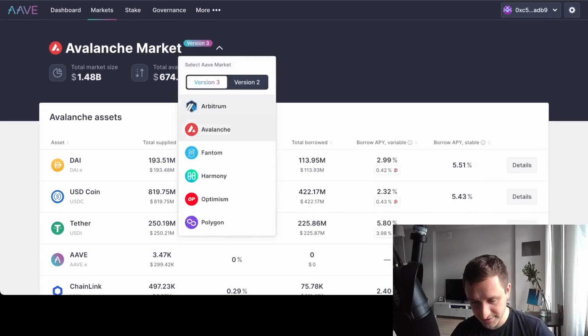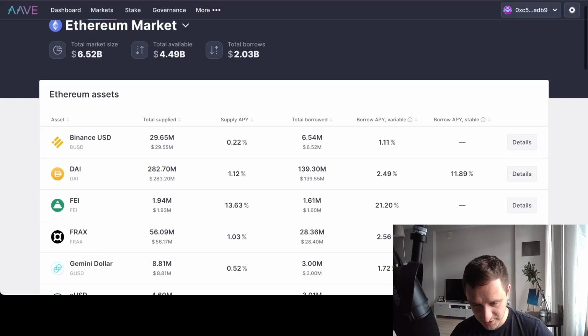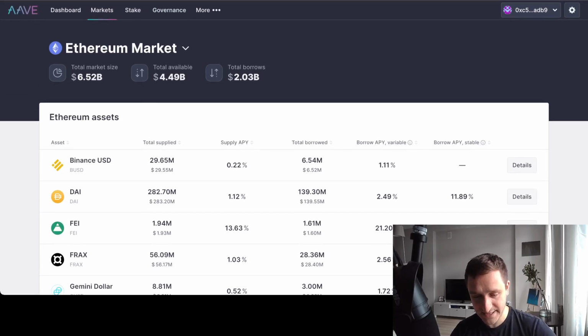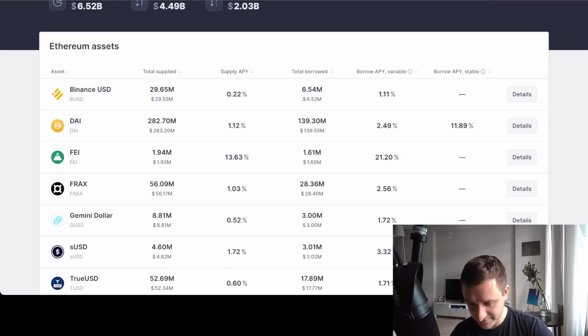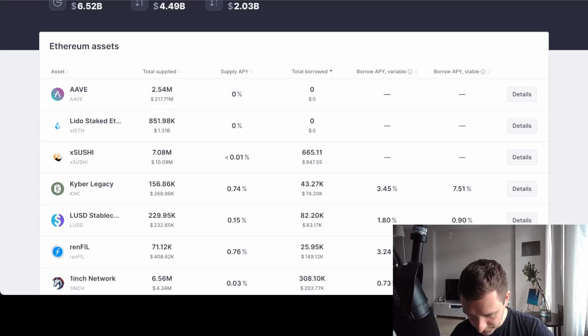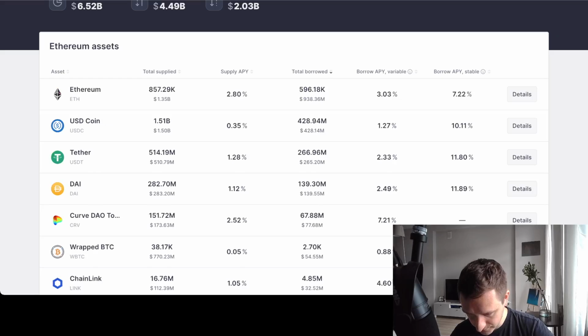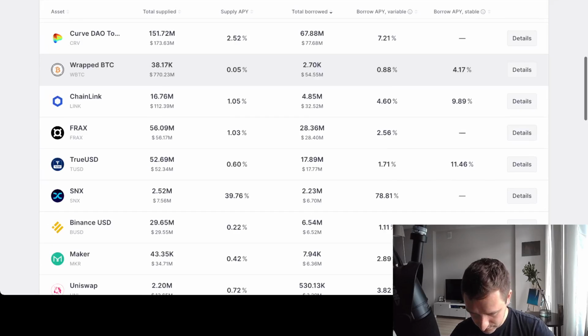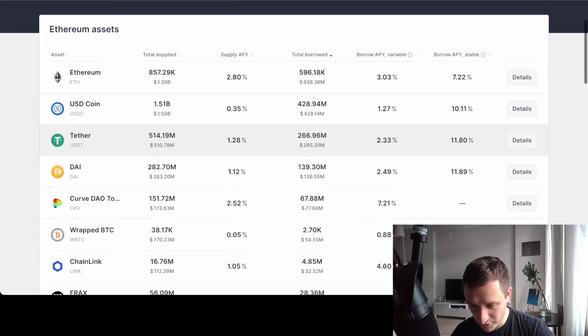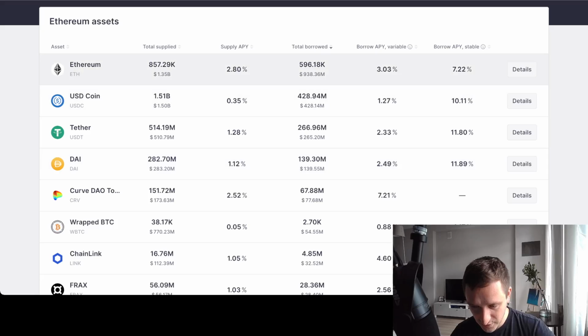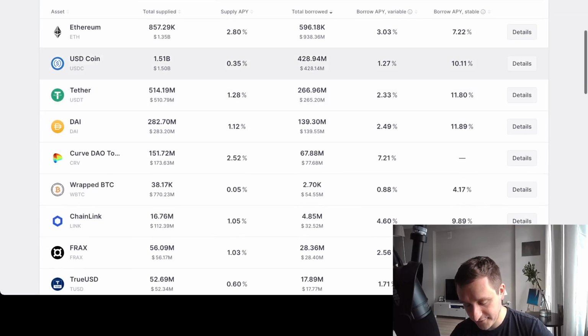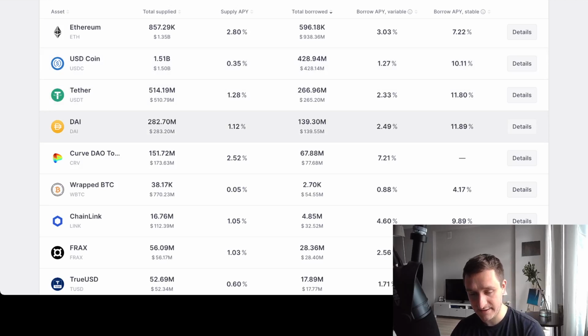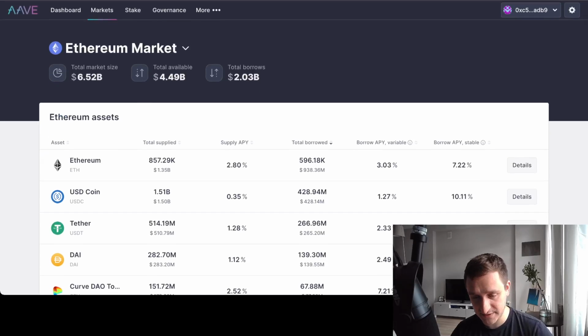If I were to go to Ethereum, then the total market size is 6.5 billion. You can see that mostly it's Ethereum on Aave. And then you have the total borrowed. Close to 1 billion is borrowed in Ethereum, but also there are 400 million in USDC, 250 million in Tether, and so on. So there's a bunch of things here that are really interesting.